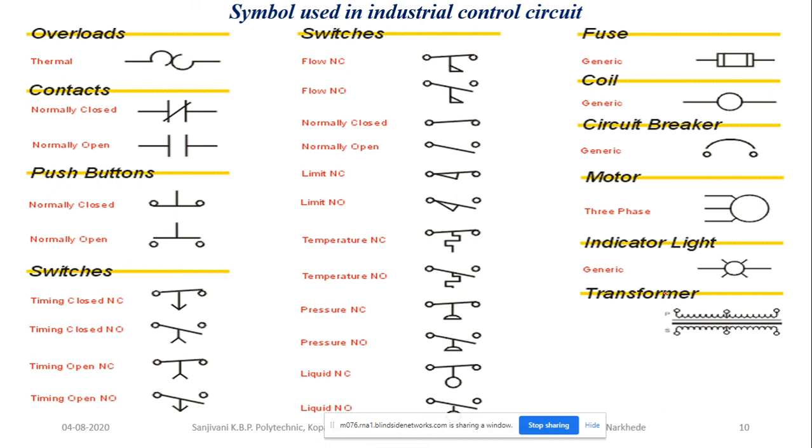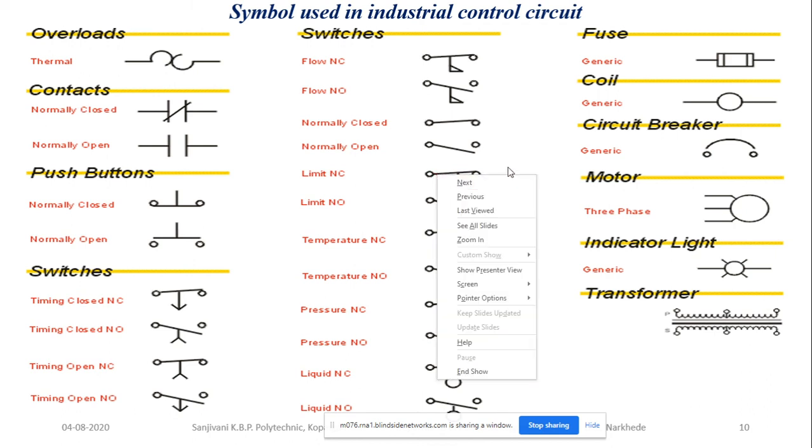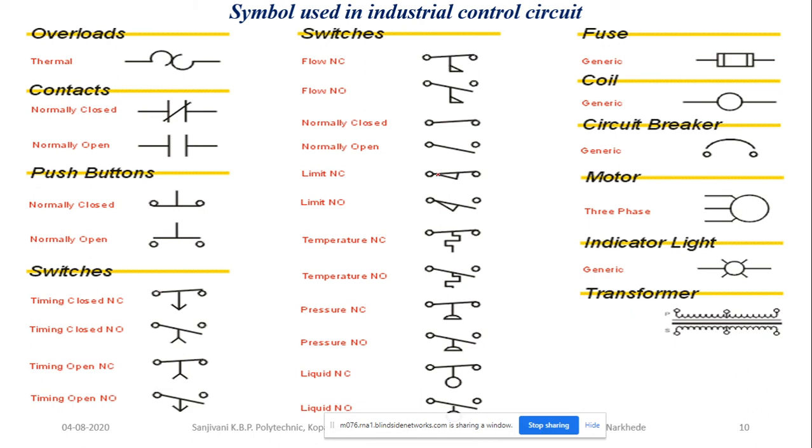If I want to use the flow switch, this is the symbol for the NC type flow switch and the NO type flow switch. It is just like a flag. Here is the NC contact, and to the NC contact you attach one flag. That is the symbol for your NC. Then if you are going for the limit switch, the symbol of the limit switch will be like this. This is just a triangle connected to the NC. This is the symbol of your limit switch.